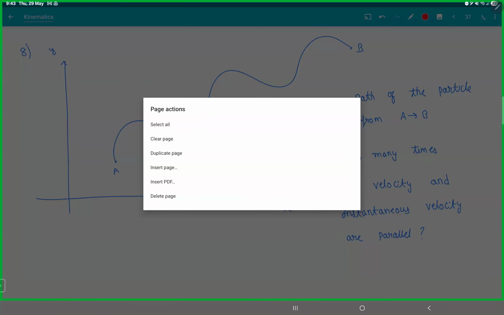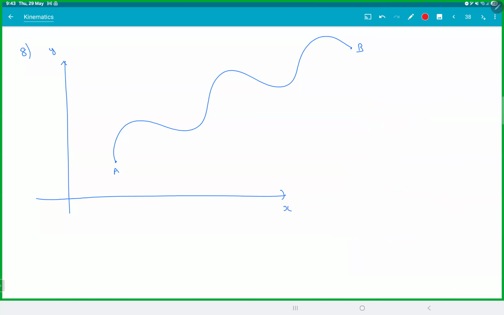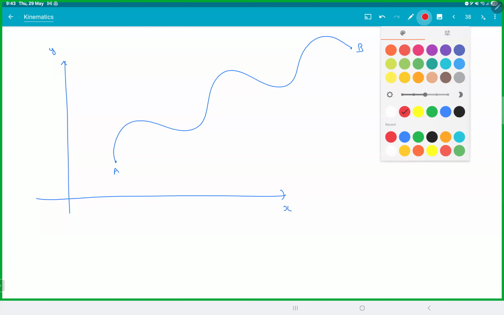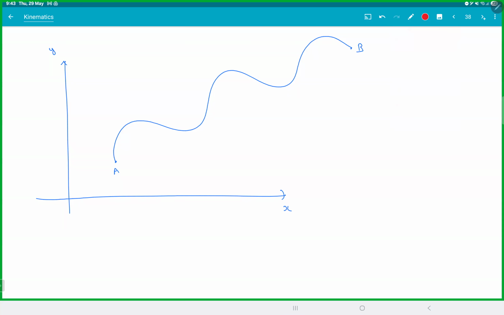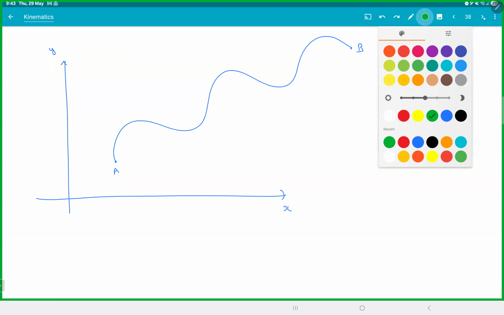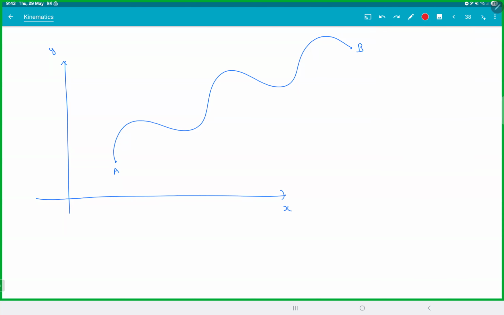Listen carefully here. This is more of a theoretical question. These are the kind of questions where there's not much to solve, but you need to think. Again, what is the definition of average velocity? What is the definition of instantaneous velocity? Let's start from there. Instantaneous velocity is tangential to the path. So the idea here is, from the initial point, can you draw a line which becomes a tangent to the curve?